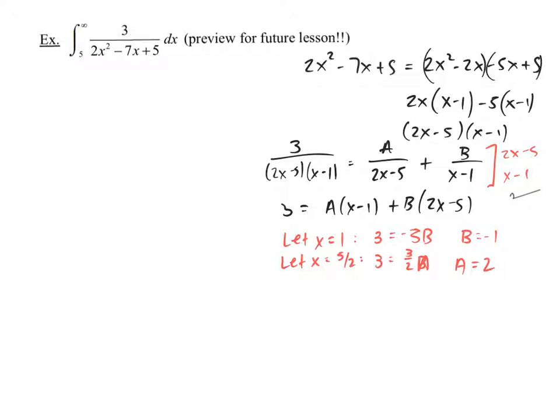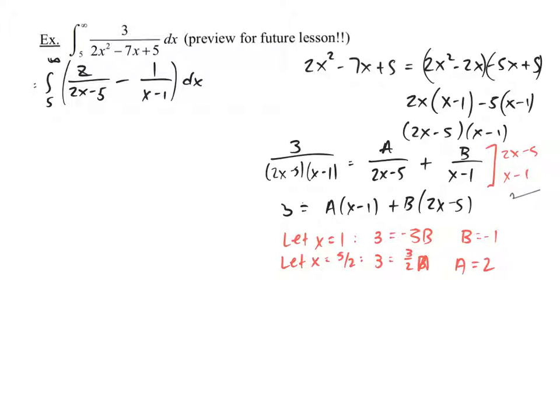Since the a is positive, I'm going to write it first. And this is going to become the integral from 5 to infinity of 2 over 2x minus 5 plus, or minus, I'm sorry, let me erase that and put minus, what do we have? 1 over x minus 1 dx.